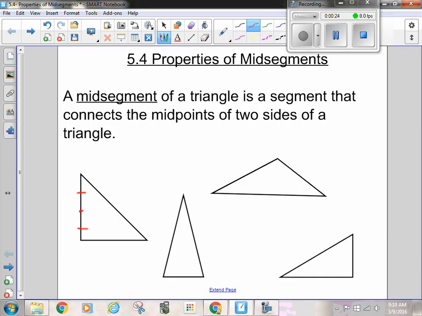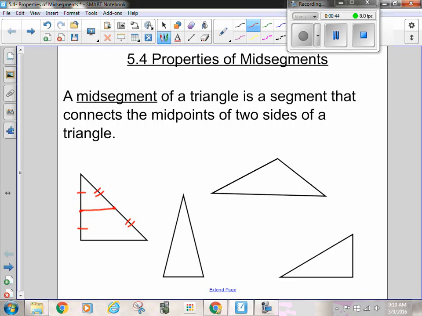Now your midpoint is not going to be exactly across on the other side. It's going to be maybe a little different, because these two sides then are congruent. Okay, so there we see a midsegment. It splits the two sides into congruent parts.